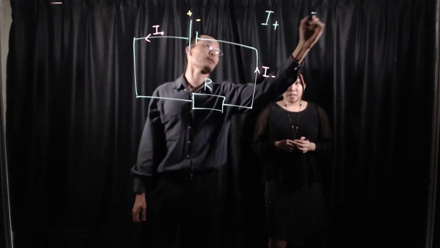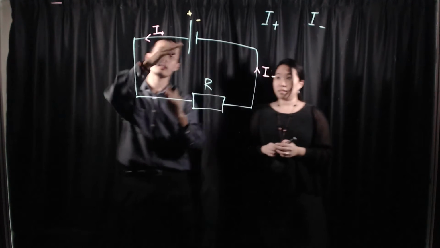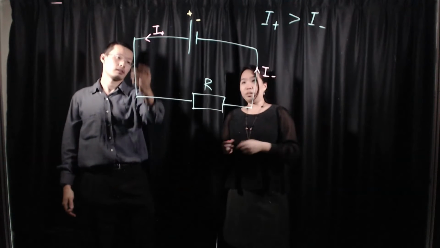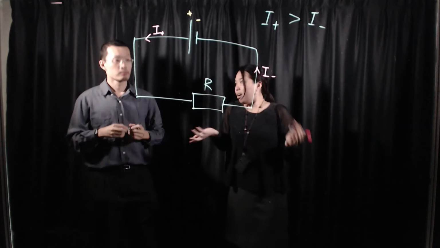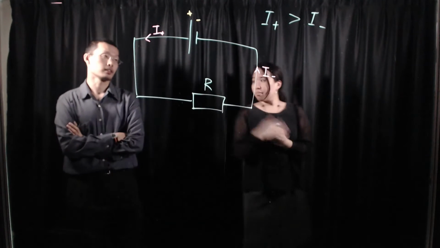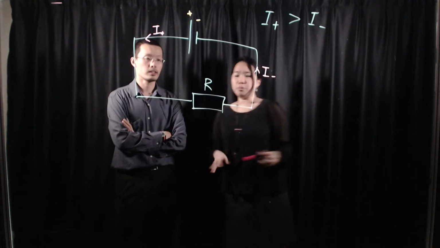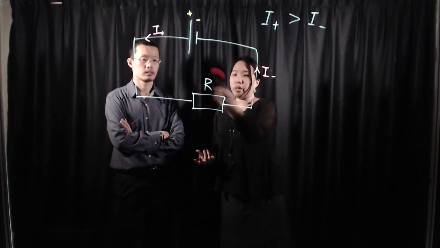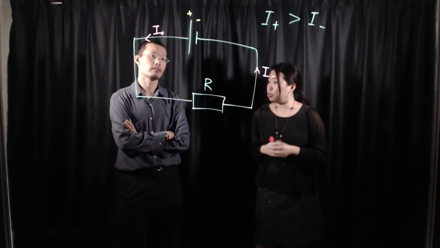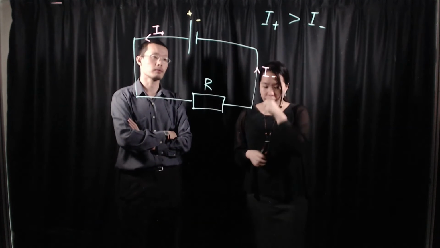You mean I plus? It seems to me clearly I plus must be bigger than I minus, right? Yeah, because there's a resistor there. Our teachers usually tell us that they're equal. Yeah, but it seems strange, doesn't it? It seems that the resistor will slow down the current after the charges pass through. So I plus greater than I minus. Is there any problem with our logic?